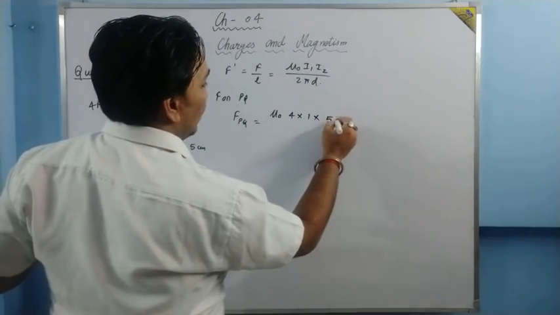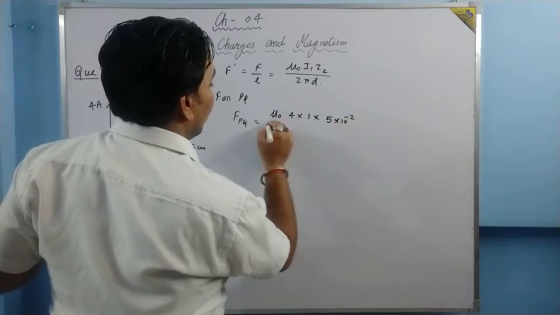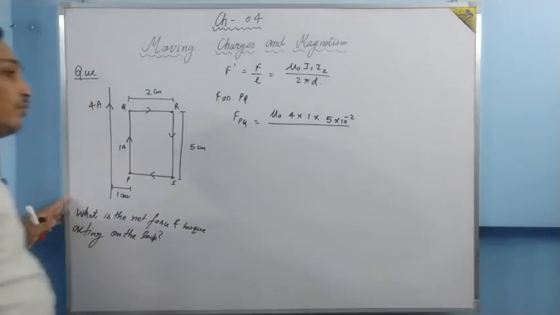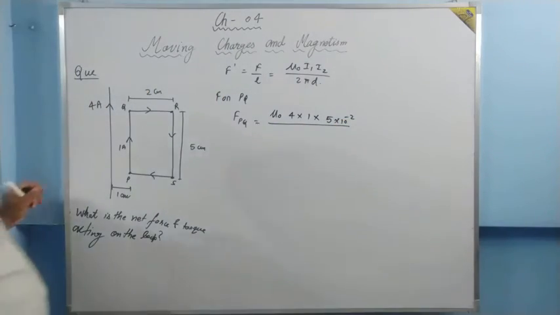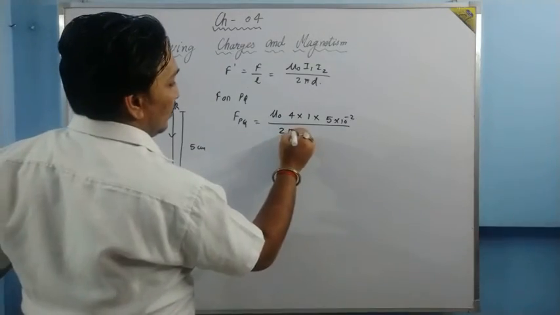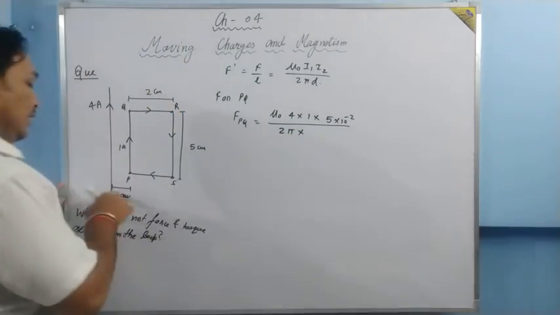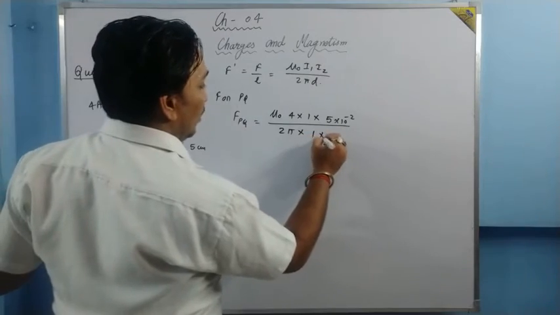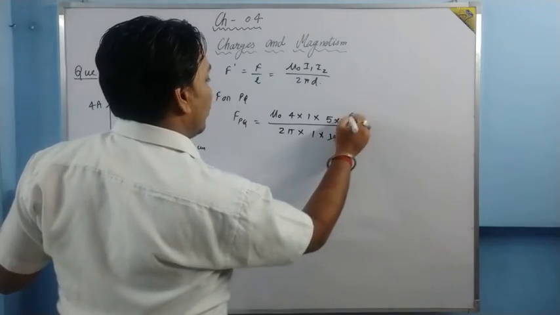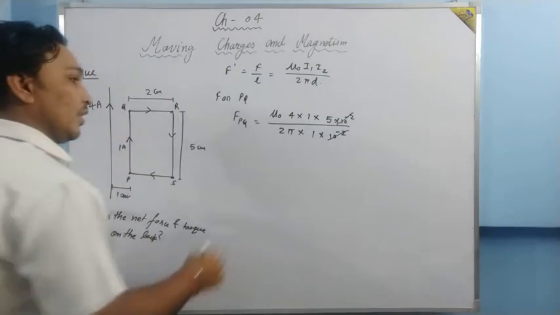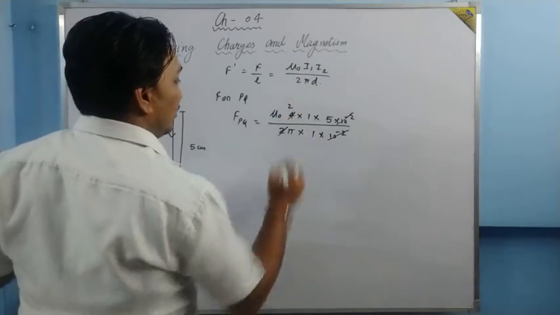Let us convert that 5 centimeter into meters. So it will be 5 into 10 to the power minus 2 whole upon 2 pi into D. What is D? D is 1 centimeter, 1 into 10 to the power minus 2. 10 to the power minus 2, 10 to the power minus 2 will be cancelled out. 2 will cancel this 4 two times.